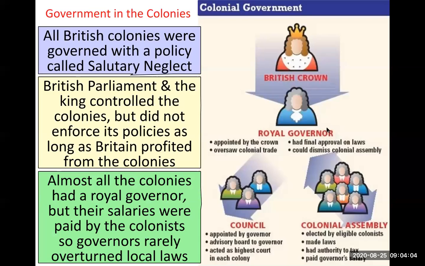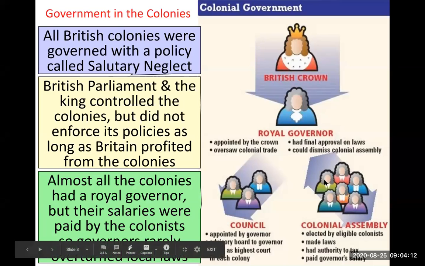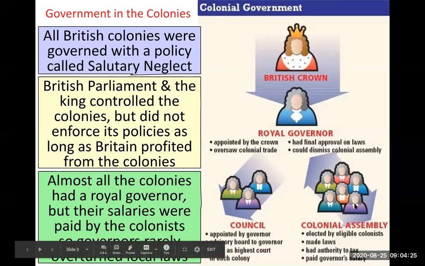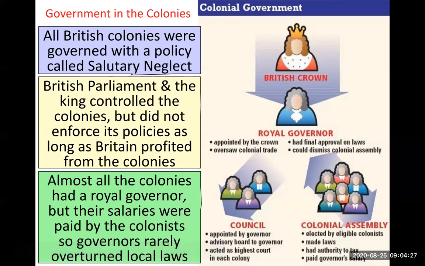And each colony had its own royal governor, which was appointed by the British Crown. But this person's salary is paid by the colonists. So you've got to think about that. They're not worried about these local laws. They know where they're getting paid from. They know where their salary comes from. So they're not going to overturn local laws if they don't absolutely have to.